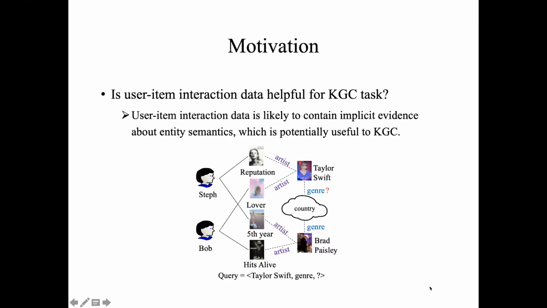Have a look at this example. In the figure, the users Steve and Bob like the songs from both singers, Taylor Swift and Brad Paisley, due to their similar style. Such co-occurrence patterns in user item interaction data are helpful to infer whether the two singers share the same artist genre in knowledge graph.